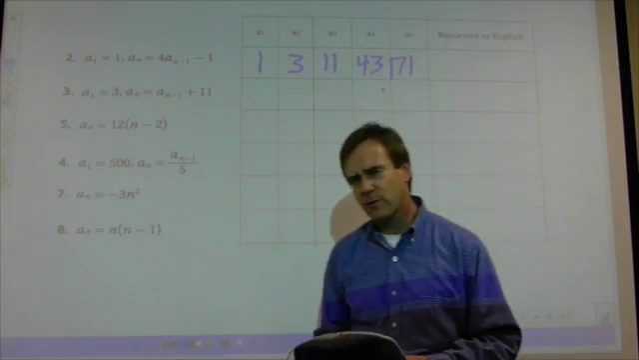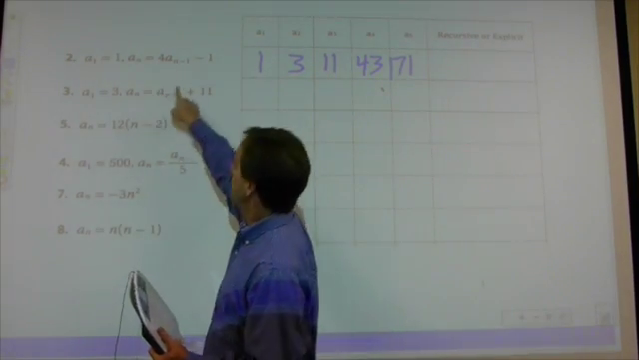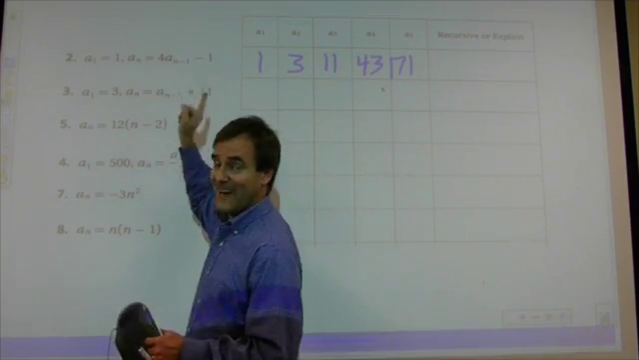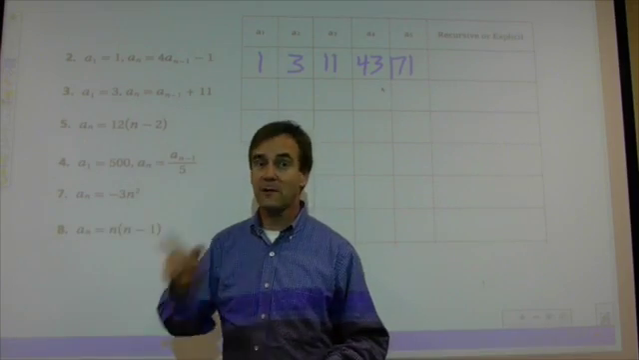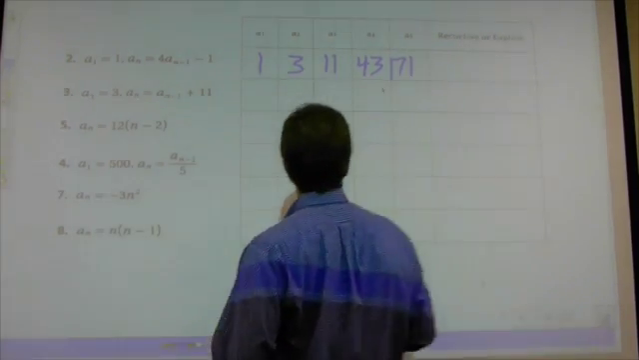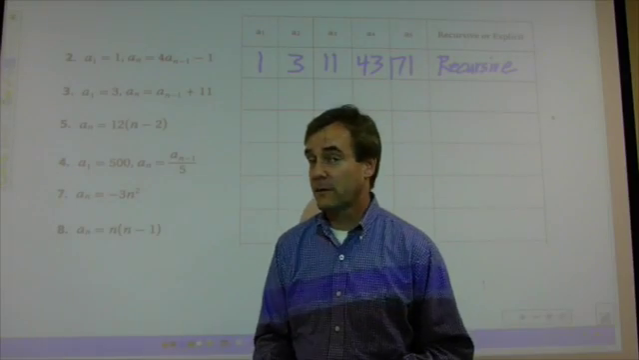So is this a recursive or an explicit function? Well, since the description used the previous term to get to the next one, and it never actually cared whether I was at the second term or the fifth term or the ninth term, all it said was look at the previous one. That makes this one definitely a recursive. Let's take a look at the next one.